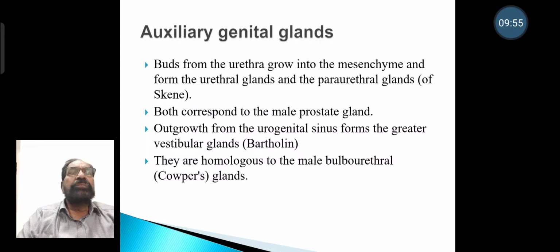Buds from the urethra grow into the mesenchyme and form urethral glands, or the paraurethral glands of Skene. Both correspond to the male prostatic gland. The outgrowth from the urogenital sinus forms the greater vestibular glands of Bartholin. They are homologous to the male bulbourethral glands, that is, Cowper's glands.